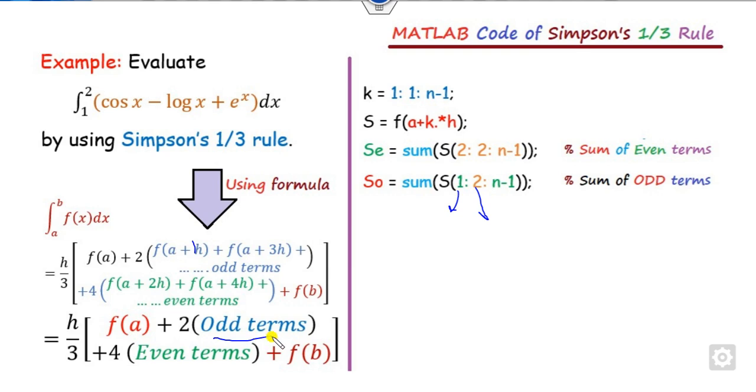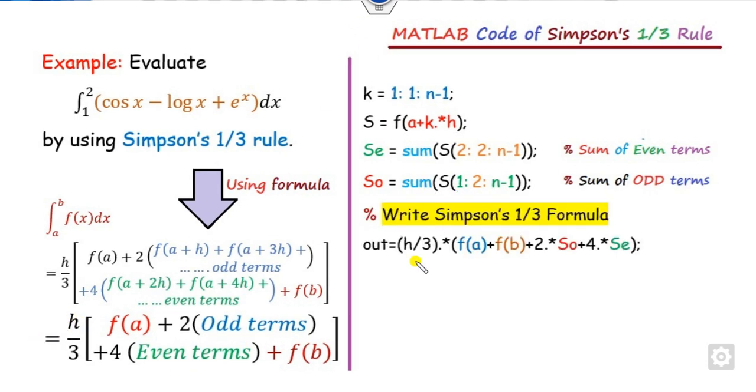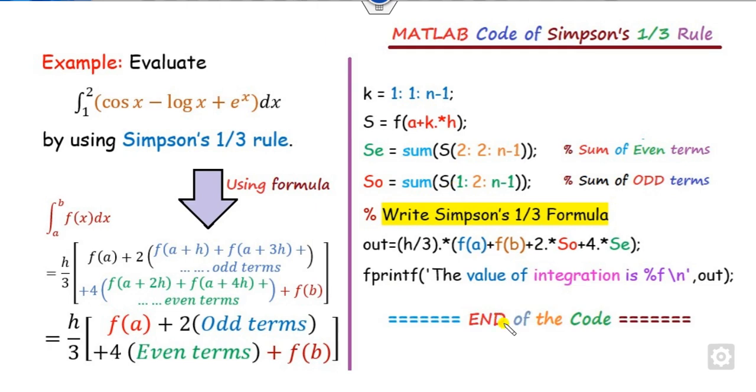Once you have defined the sum of the odd terms and the sum of the even terms, we can write the Simpson 1/3 rule. The output is h by 3 times f of a plus f of b, plus twice the sum of the odd terms. The odd terms I denoted as SO. So it is twice SO plus 4 times the sum of the even terms. Once you write this, you can print the value of the integration, and that's the end of this MATLAB code.